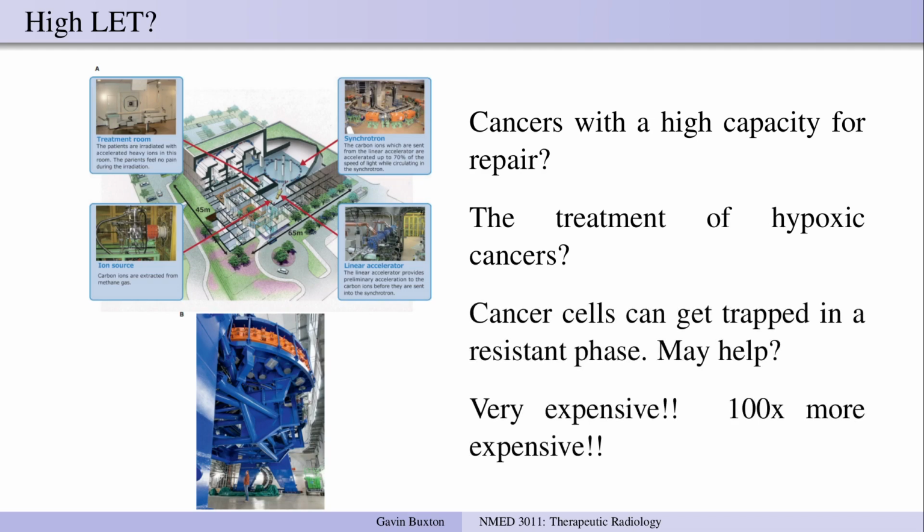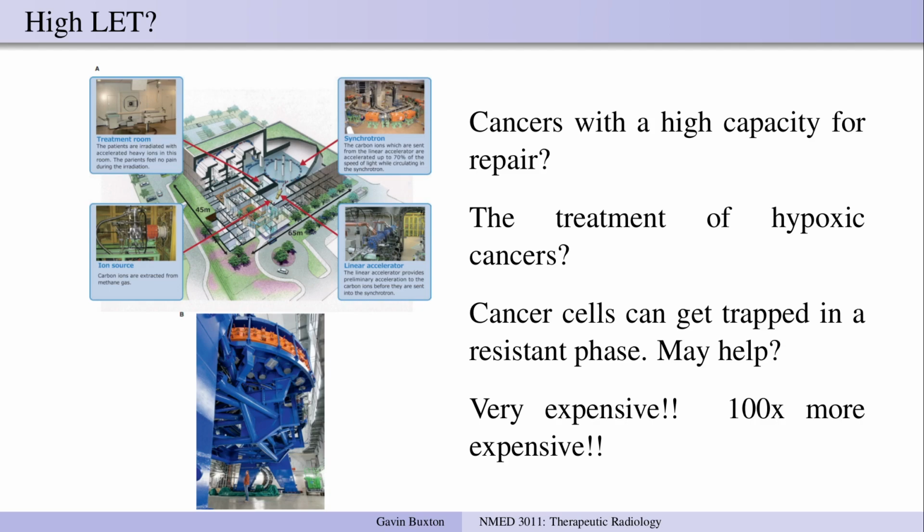And apparently there are cancer cells that get trapped in a resistant cell cycle. For example, in glioblastomas, which would be more sensitive to high LET radiation. However, the main big reason why we don't do this is just cost. It's hugely expensive.